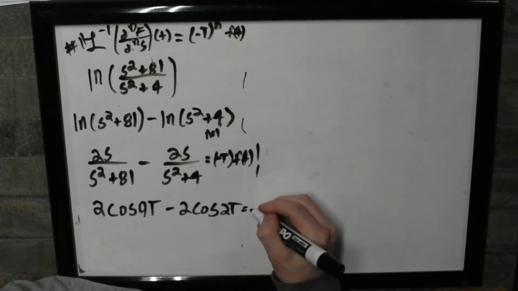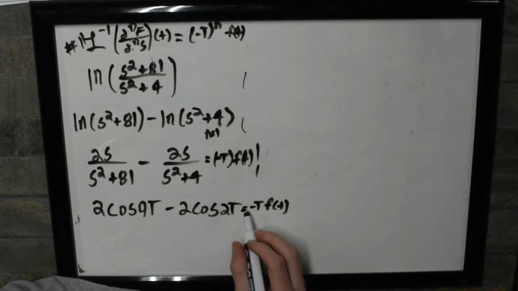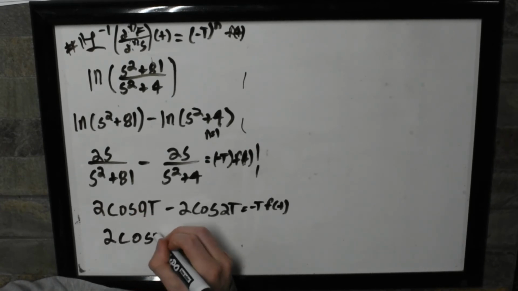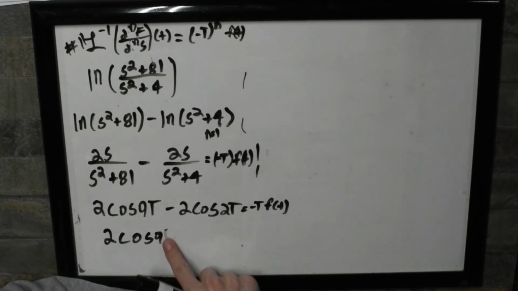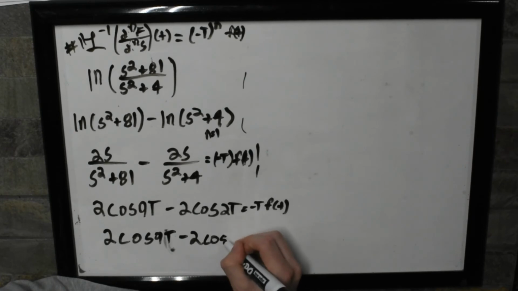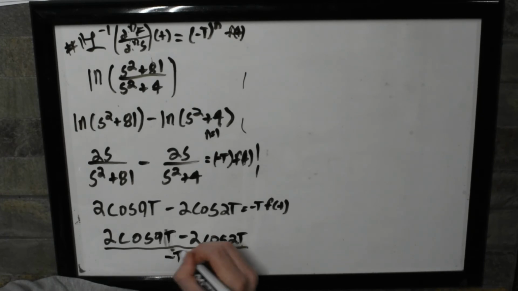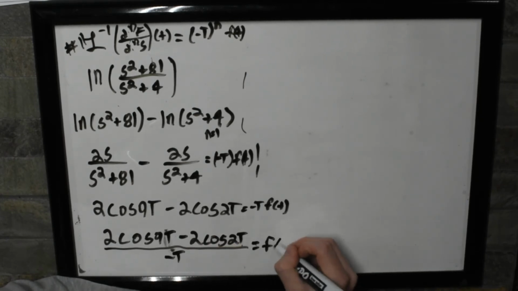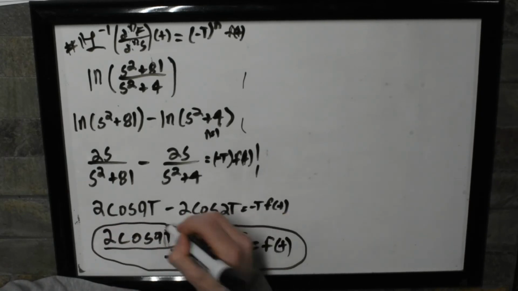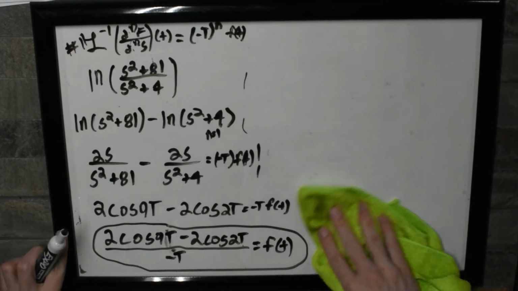But remember, this is still equal to negative t f of t. And we're solving for f of t, so we need to divide by negative t. And we're going to get 2 cosine 9t minus 2 cosine 2t over negative t is equal to f of t. And that's our inverse Laplace transform right there. Nothing too bad. Let's move on to number 12.